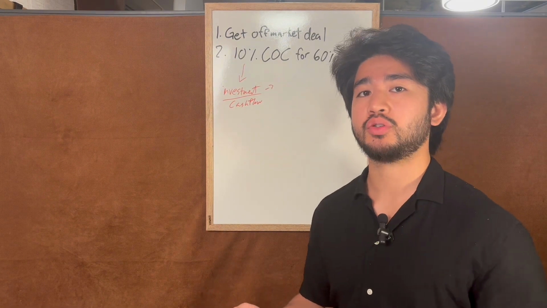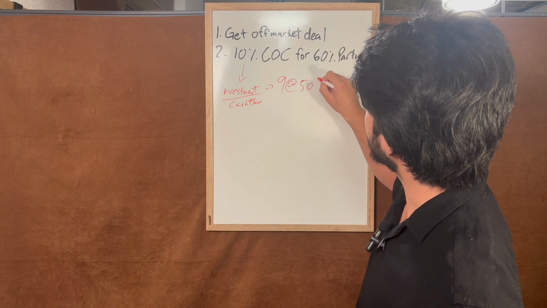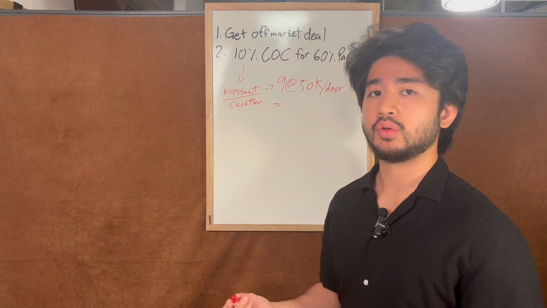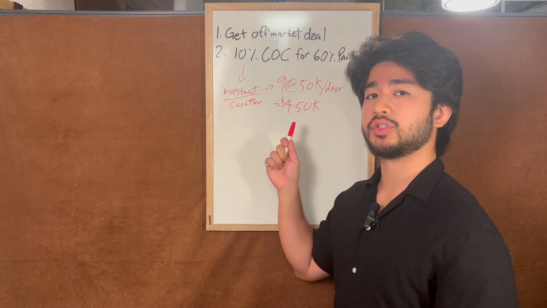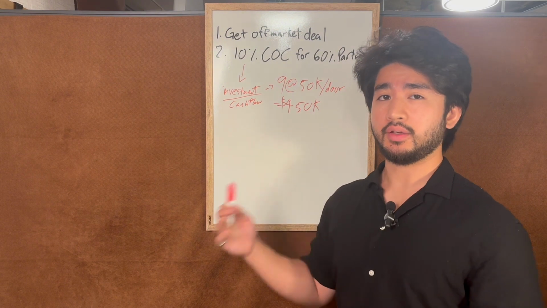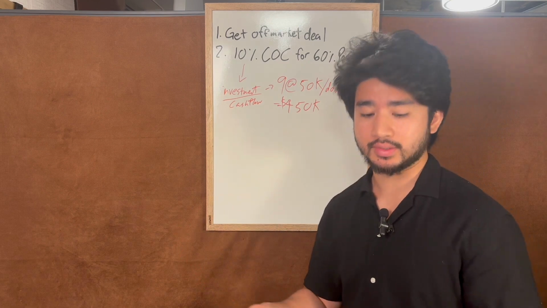Now, let's say, for example, you have a 9-unit building for $50,000 a door. Okay, so the purchase price would be $450,000. Now, this is the purchase price of this deal, given that you guys didn't negotiate and this is the final asking price that the seller wants.